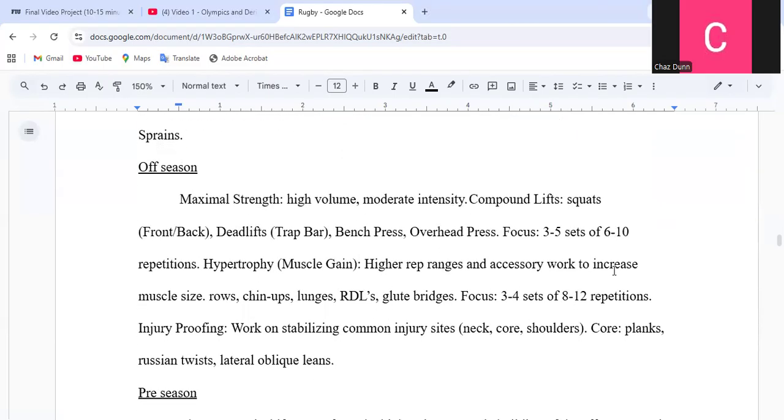Now, divvying this up into training segments or phases for their training, let's start with the off season. So you're going to be focusing on maximal strength, that is high volume, moderate intensity. You're going to focus on compound lifts such as back squats preferred, deadlifts, bench press, overhead press, focusing on sets of 3 to 5 sets of 6 to 10 repetitions. You're also focusing on hypertrophy, higher rep ranges, and accessory work to increase muscle size.